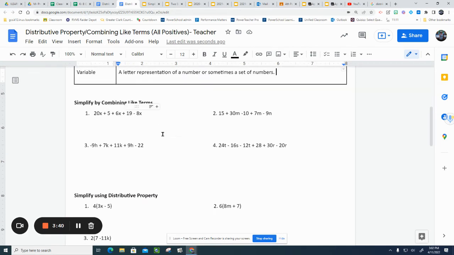All right, we are going to simplify by combining like terms. We have done some of this already. The first thing that we're going to do is bring down all of the like terms. So the 20x comes first. Then it looks like there's another plus 6x. And then minus 8x. So I brought all the x's with their operations down. I'm going to bring down my constants, which are the numbers that do not have the variable, plus 5 and then plus 19. Now that I have done that, I can combine my like terms.